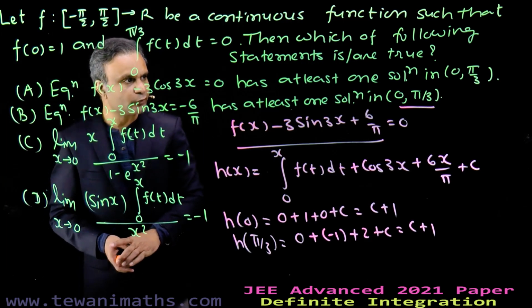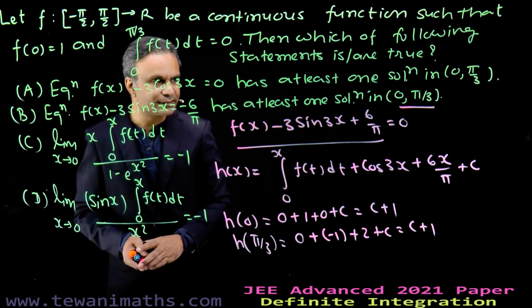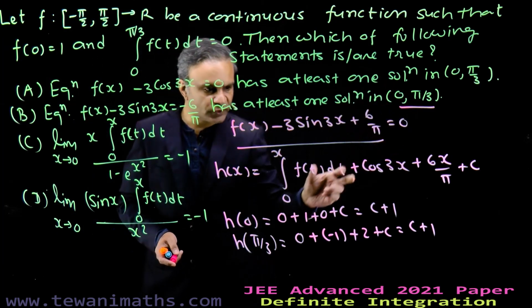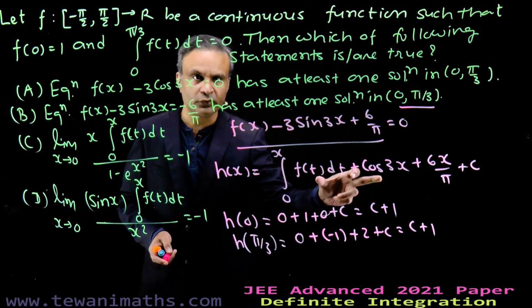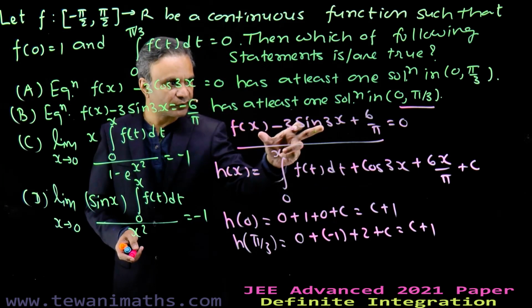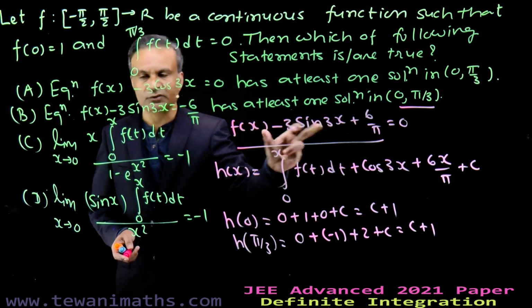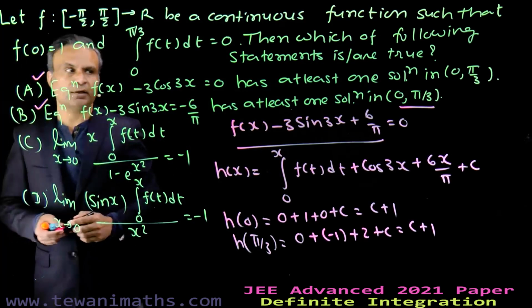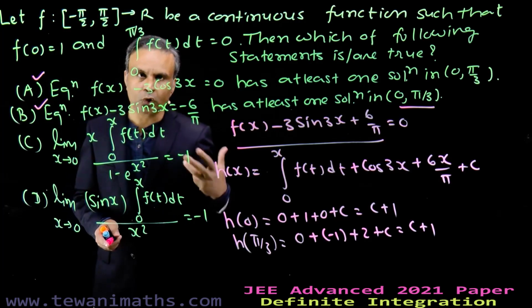So from the argument of Rolle's theorem, there exists at least one x belonging to this interval for which the derivative of this will be 0, and the derivative of this is this function. Okay, so this option is also true. Both the options A and B are true. We used Rolle's theorem here.